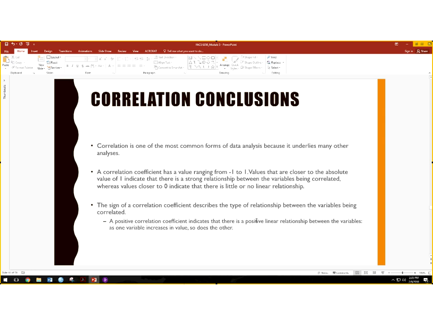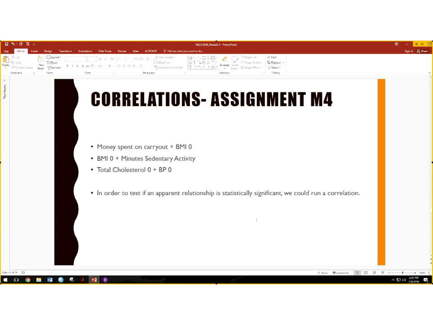So your conclusions with correlation is that it's one of the most common forms of data analysis. It's definitely the easiest. It's a lot of fun because you could just throw everything into a matrix and have a great time interpreting it. But what you have to know about it is that you have to do your assumptions testing, and then when you get a result, it's going to be an R value and a P value. Your R value is your correlation coefficient that tells you the strength of the relationship.